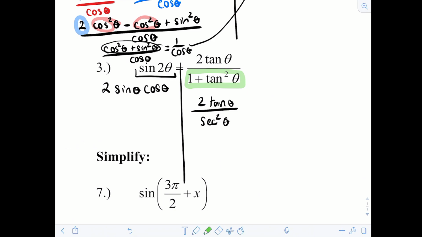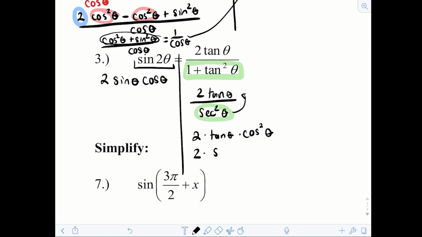Now what I'm going to do here is I know that secant squared is on the bottom. If I bring that to the top, that actually ends up becoming cosine. So I'm going to say 2 times tangent of theta times cosine squared theta. And then rewrite it in terms of sine and cosine. 2 sine of theta over cosine of theta times cosine squared of theta. So one of those cosines goes away with the one that's on the bottom. And then I'm left with 2 sine cosine, which is the left-hand side.